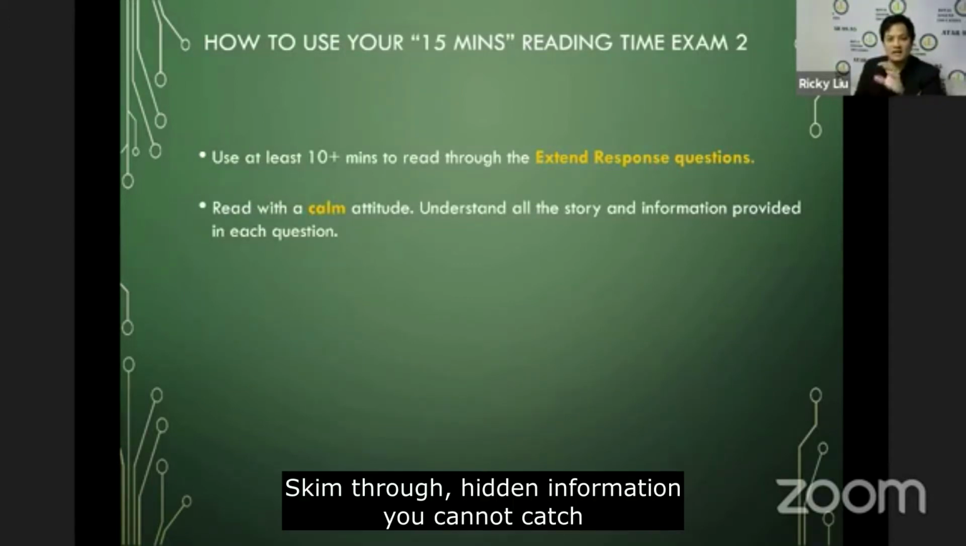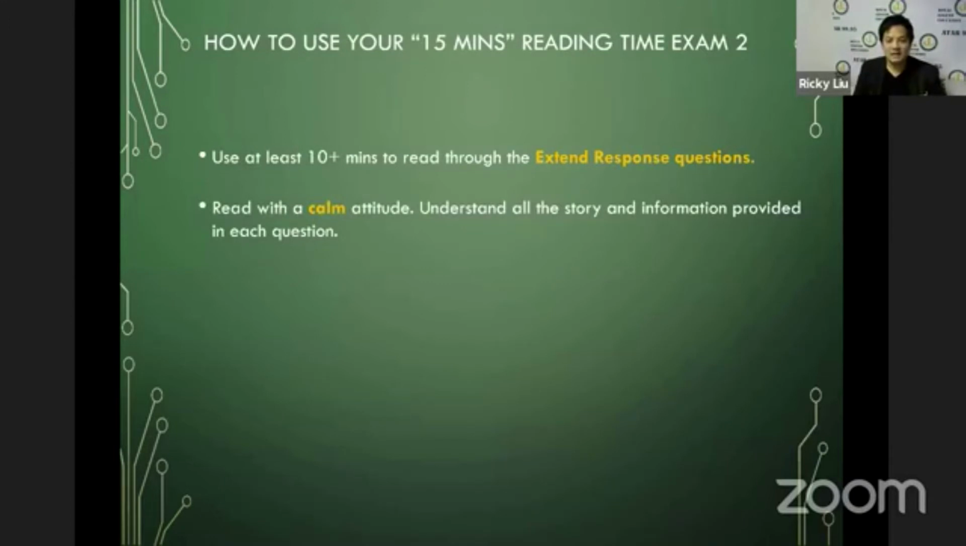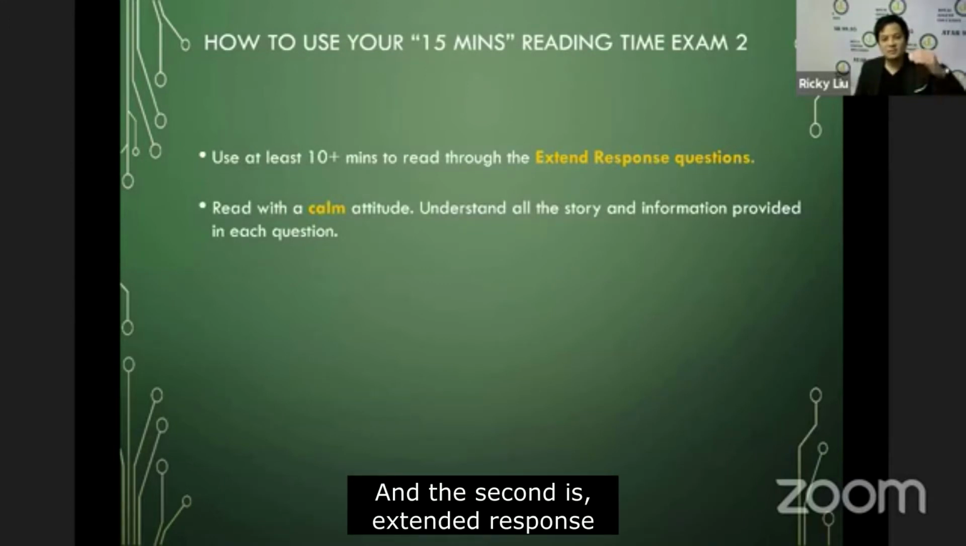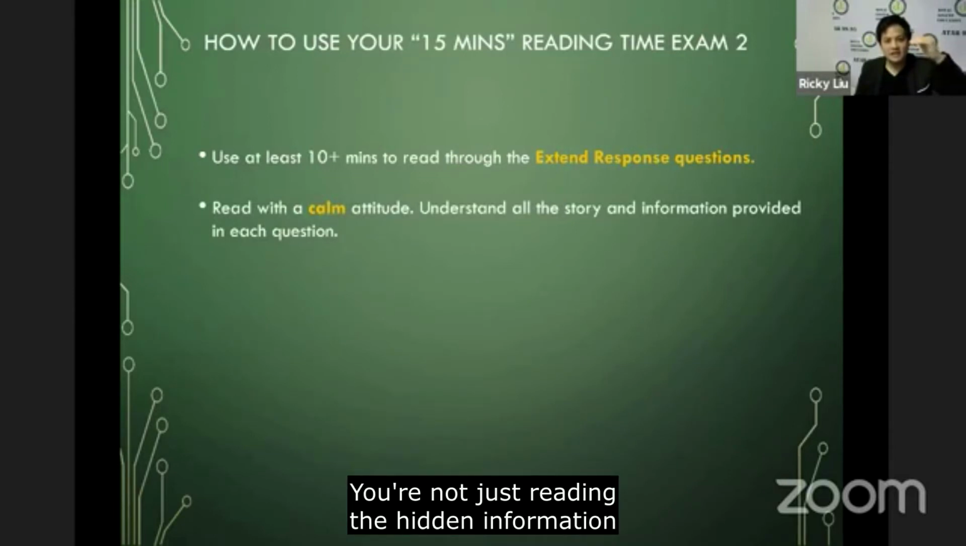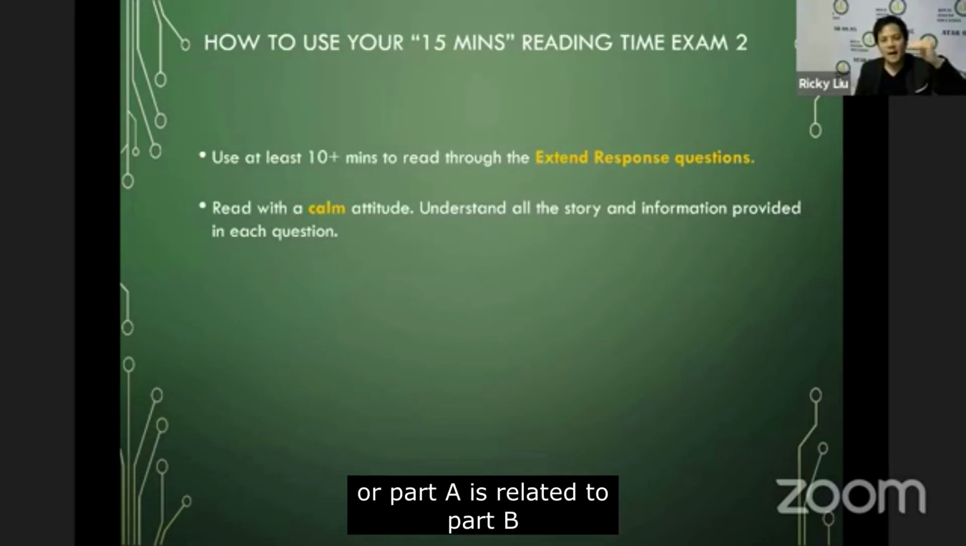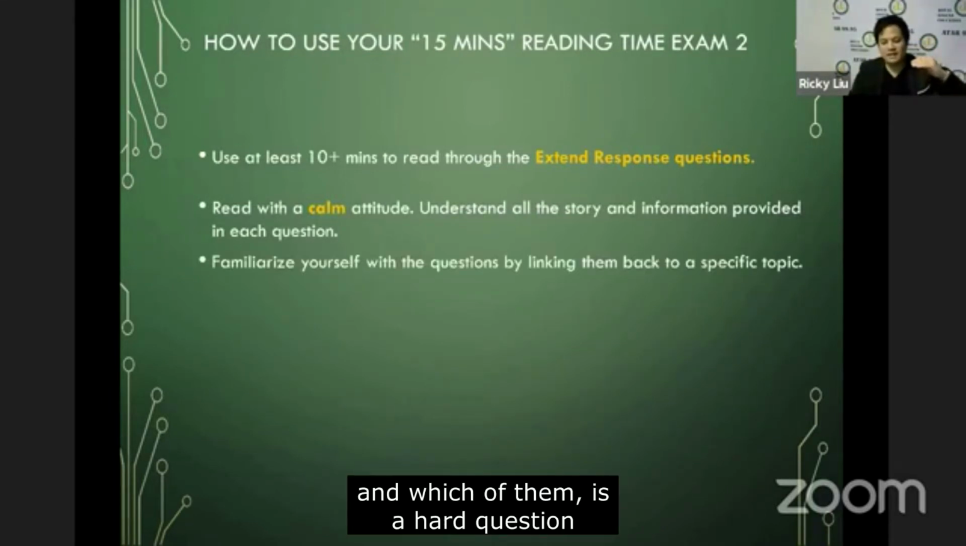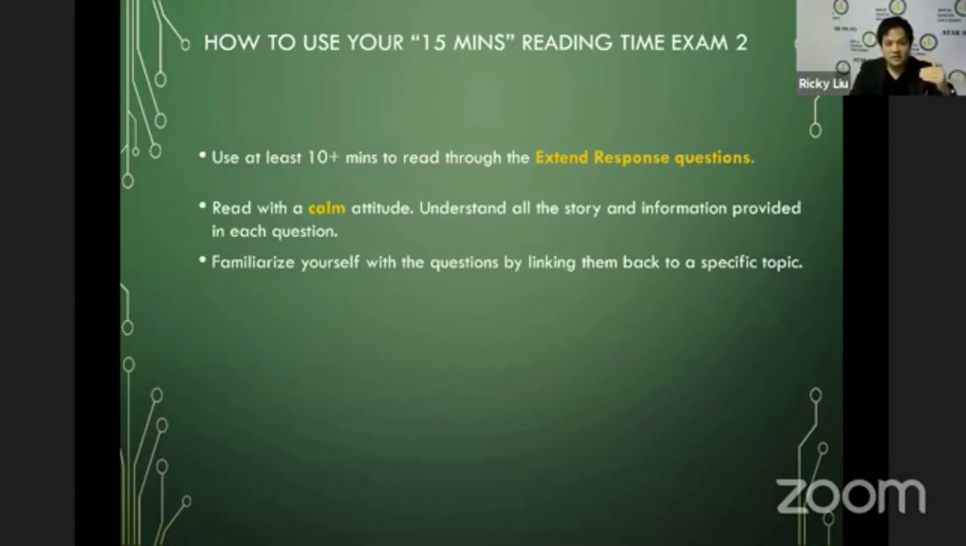Skim through hidden information you cannot catch, then you lose the mark. You spend too much time on the thinking: how can I do it? How come I'm stuck? And the second is extended response. If you use the reading time, you're not just reading the hidden information, you're also realizing: is question 1 related to part A, is it related to part B, part C? And which of them are the hard questions?